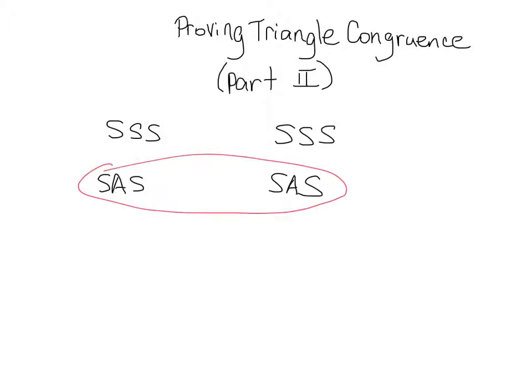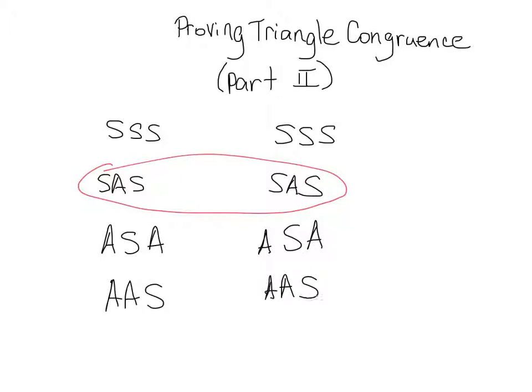And just in case you are curious, the other proofs that we will get to are angle, side, angle, being congruent to angle, side, angle, and finally angle, angle, side, being congruent to angle, angle, side. All of this will become clear when you see an example for each one, and we will focus on this one today.